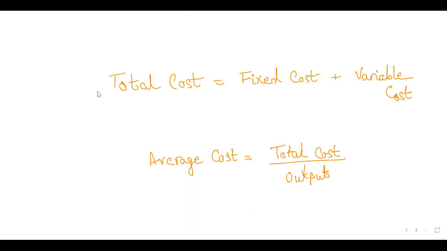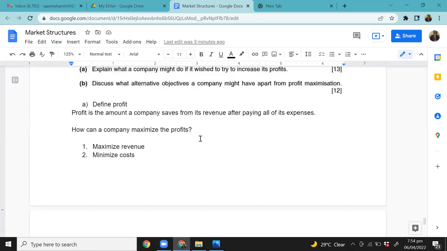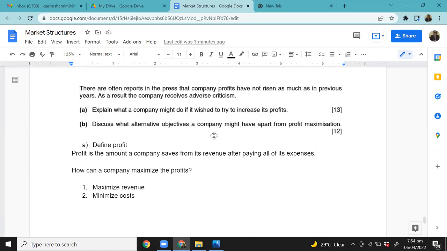Now, after you have explained all of this, you have given the examiner an overall perspective of how a business maximizes its profits, right? That's what the question was asking you to say. Explain what a company might do if it wishes to increase its profit. So you have to do what? You have to increase your revenue. You have to minimize your cost. How do you increase your revenue? We have given specific examples, specific strategies as to how a business will maximize its revenue. And on the other hand, regarding the cost, we have again given specific points as to how a company can reduce its cost. Yes or no? Easy. We got on this?